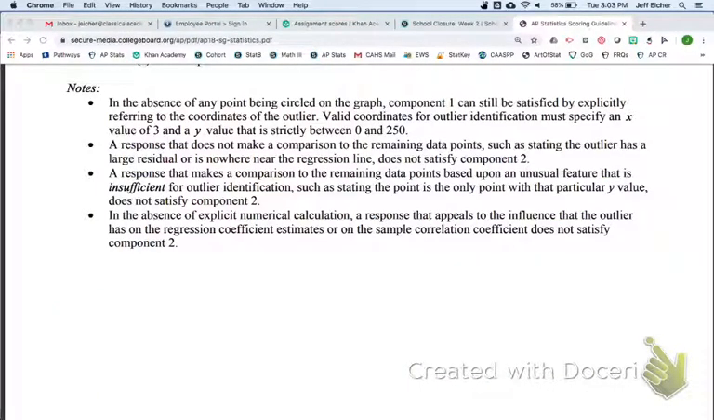So note number 1. In the absence of any point being circled on the graph, component 1 can still be satisfied. Oh, I already mentioned that. Note number 2. A response that does not make a comparison to the remaining points, such as stating the outlier has a large residual, or is nowhere near the regression line, does not satisfy component 2. So it's tempting to say, well, it's an outlier because it's nowhere close to the line, but you have to compare it to the points, not the line. Or an outlier has a large residual, it has to be in comparison to the points.